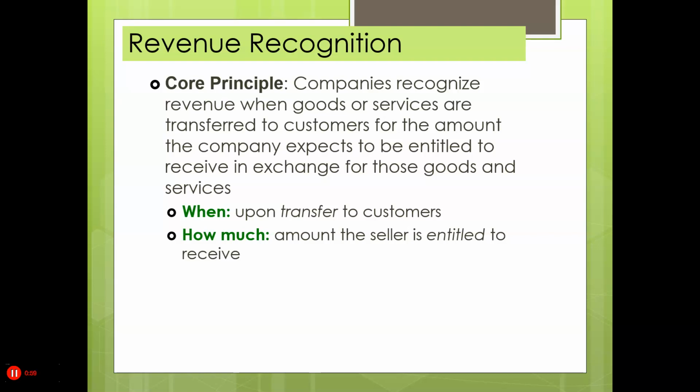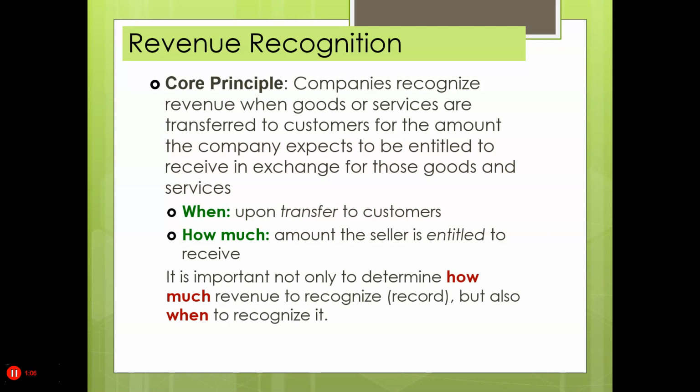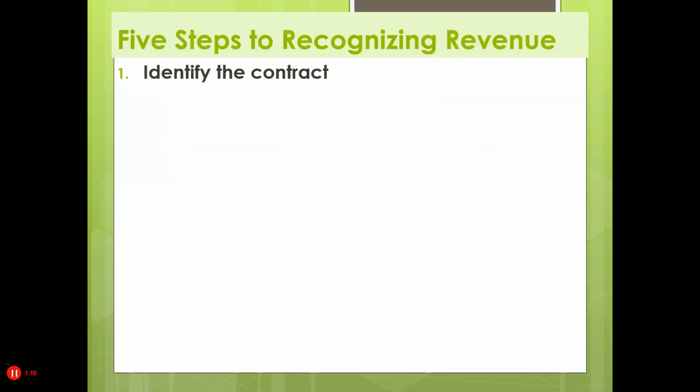An example would be if there's a right of return, that is going to affect how much you're going to be entitled to receive. So it is important not only to determine how much revenue to recognize, that's what you're going to record, but also when to recognize it. So now let's go through these 5 steps they've come up with.